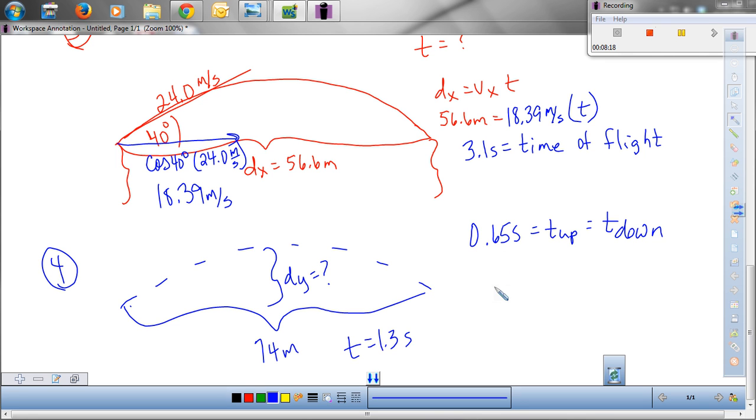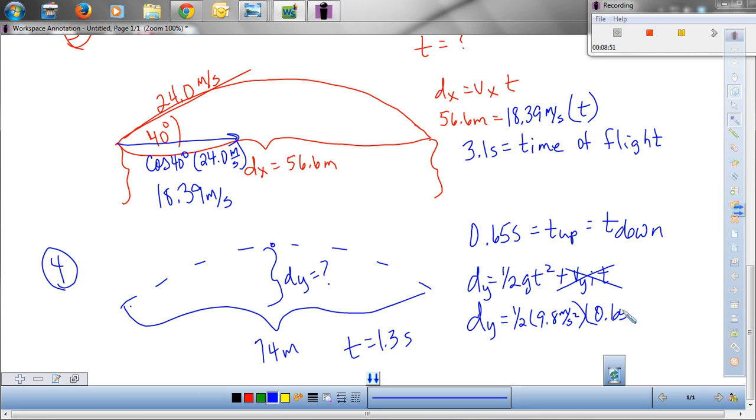So if I want to find the height that he achieved, I'm going to say d is equal to 1/2 gt squared plus vyi t. Now, I can go back and try to find vyi, but there's really no need because I know that he fell down for 0.65 seconds. At the highest point, he has no vertical velocity because gravity has stopped him, so I'm going to get rid of that. And then I can simply say 1/2 times 9.8 meters per second squared, time of flight down was 0.65 seconds squared. The time up, time down are equal. Distance up, distance down should be the same.